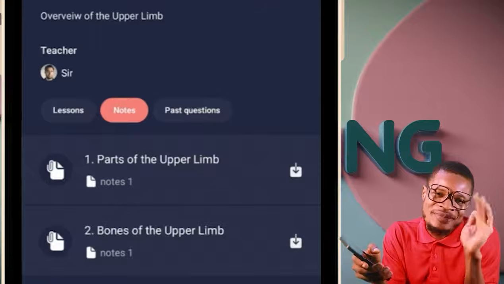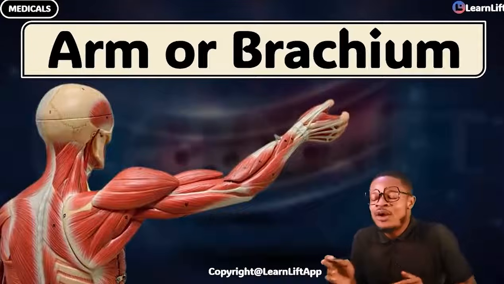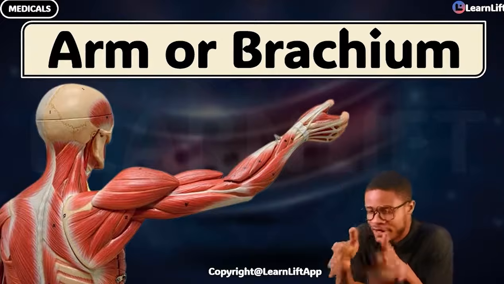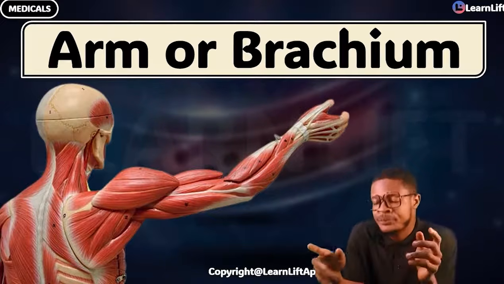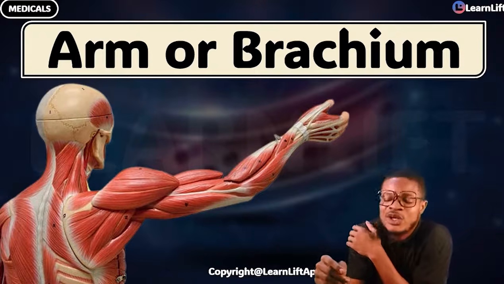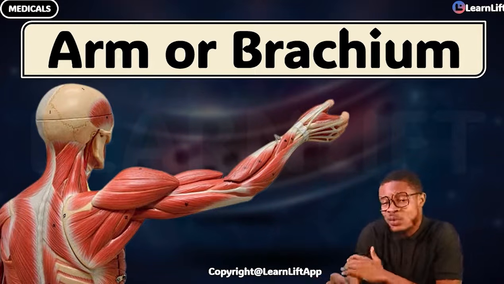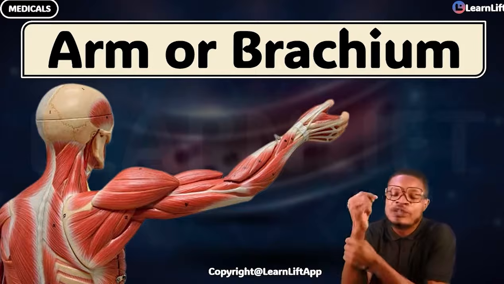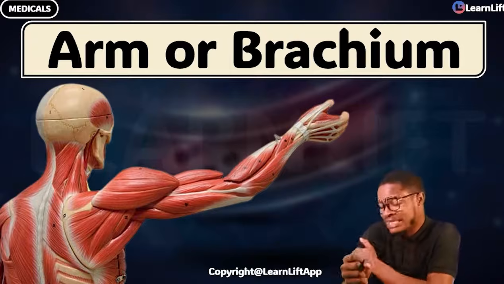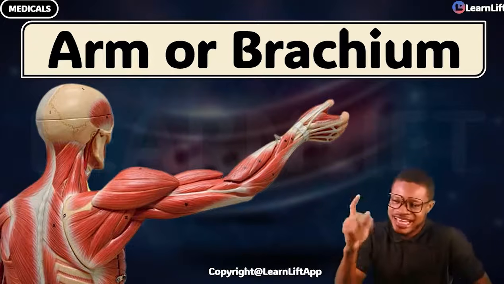Now, the next thing we're going to look at is called the arm or the brachium. Arm or the what? Brachium. Now, we have looked at everything about the what? The shoulder, right? Yes. So, after the shoulder, the next is the arm or the brachium. Then we'll now come to the forearm or the antebrachium, and then cap it up with the what? Hand. Can we look at the arm or the brachium? Are you ready? Let's go together.